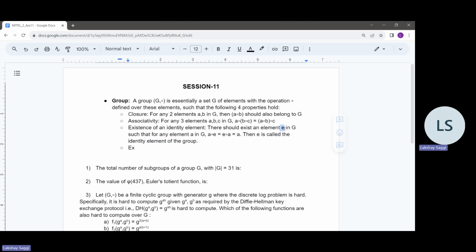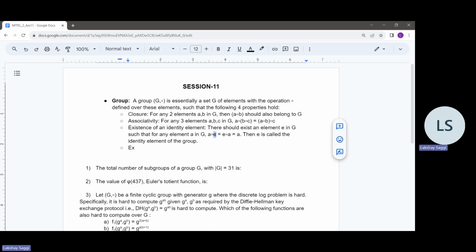So there should exist an element E. First we said that there should exist an element E, and this E is now fixed. And now for any element A in G, this specific E which we first picked should have this property that A∘E should be equal to E∘A, which should be equal to A. Note that we can't choose E differently for different A's. For two elements of G, this E should be the same.